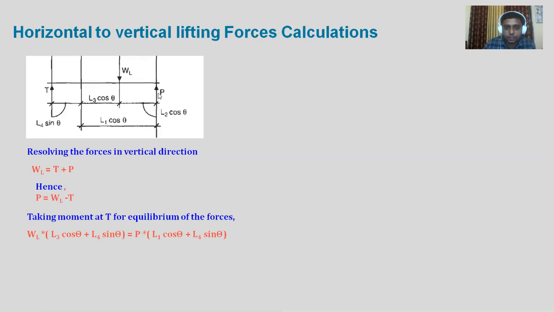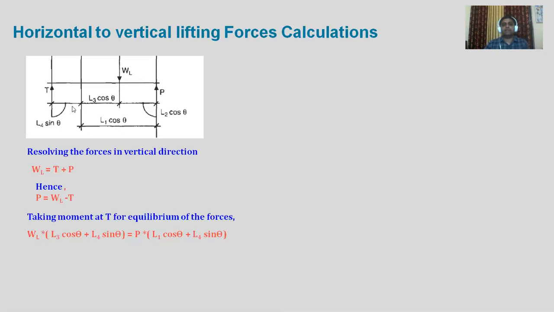So it is equal to the force P multiplied by this total distance. How is that total distance L1 cos theta plus L4 sin theta? L1 cos theta is this distance, plus L4 sin theta is this distance. So the entire distance from the lifting lug reaction till the tailing lug reaction is the moment arm for this force, which will create the moment at this point. And WL into L3 cos theta plus L4 sin theta is the distance which will create a moment at this point.